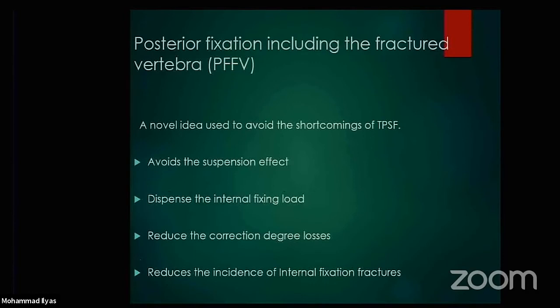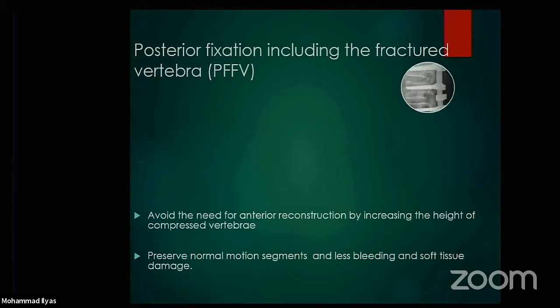Posterior fixation including the fractured vertebra is a novel idea used to avoid the shortcomings of transpedicular screw fixation. It avoids the suspension effect, disperses the internal fixing load, reduces the correction degree losses, and reduces the incidence of internal fixation fracture. It avoids the need for anterior reconstruction by increasing the height of the compressed vertebra. It preserves the normal motion segment, with less bleeding and soft tissue damage.